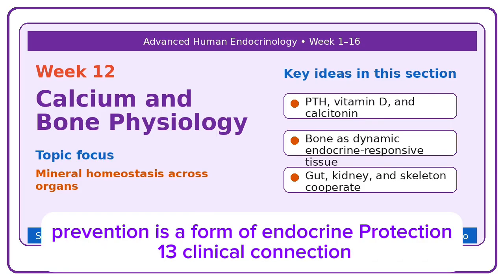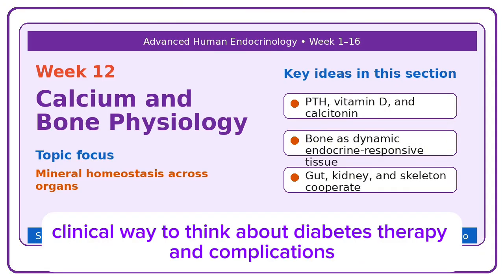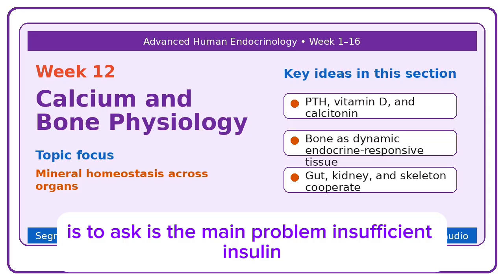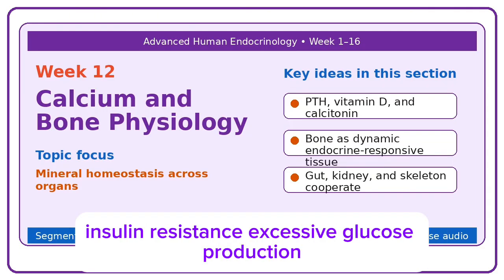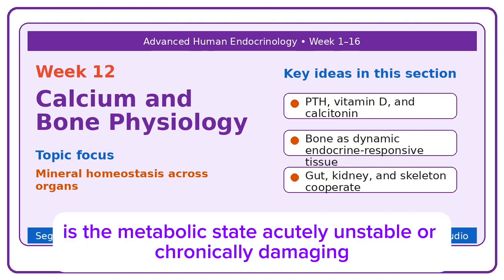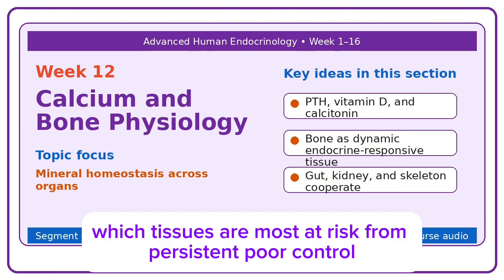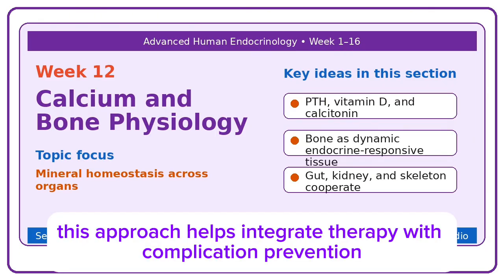13. Clinical connection. A useful clinical way to think about diabetes therapy and complications is to ask, is the main problem insufficient insulin, insulin resistance, excessive glucose production, or a mixture? Is the metabolic state acutely unstable or chronically damaging? Which tissues are most at risk from persistent poor control? This approach helps integrate therapy with complication prevention.